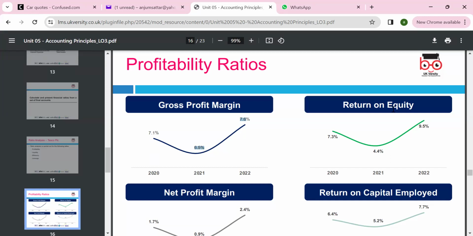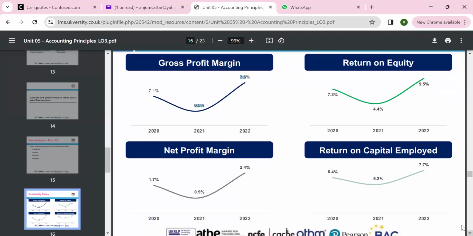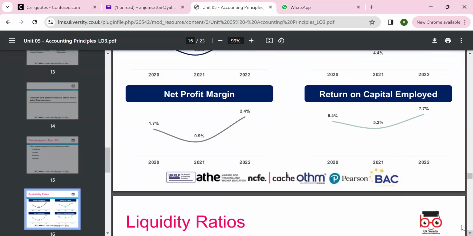Okay, return on equity, that was 7.3, 4.4, and then 9 points. So is 2022 better than 2021? Return on capital employed. We can take each ratio, look at the figures and interpret these on our own. And when we are writing, we can say, looking at the net profit, it has been increasing. What happened in 3 years? We do the comparison, and we can say this year was better than the previous.